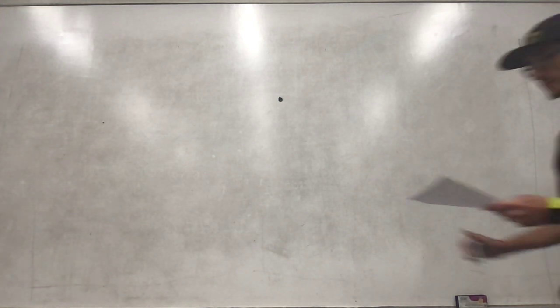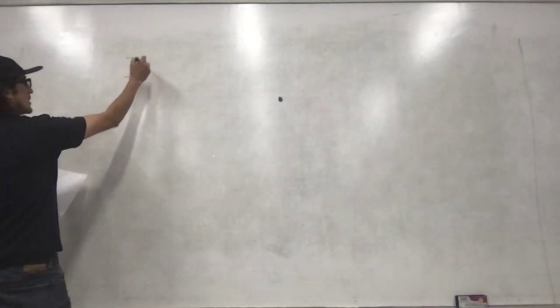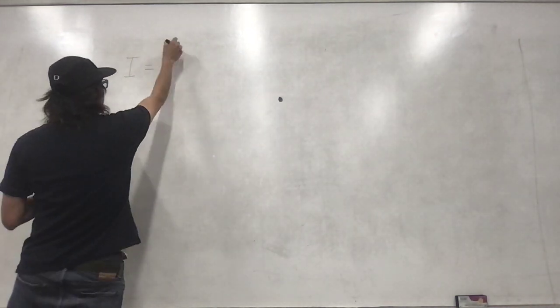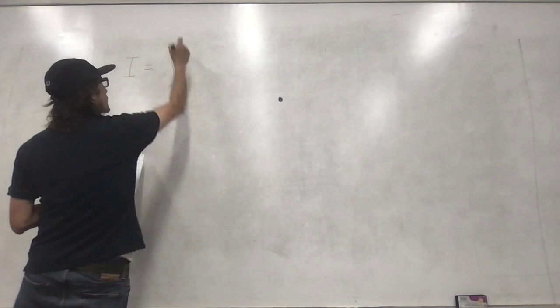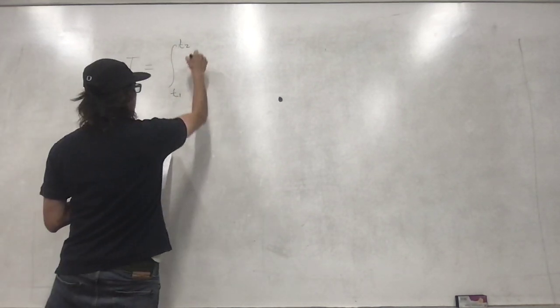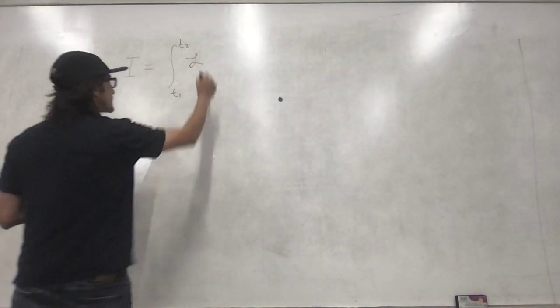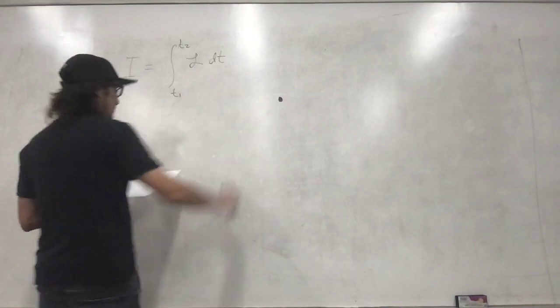So we talked about these two equations. The first one is the action, which is the integral from t1 to t2 of the Lagrangian with respect to time.